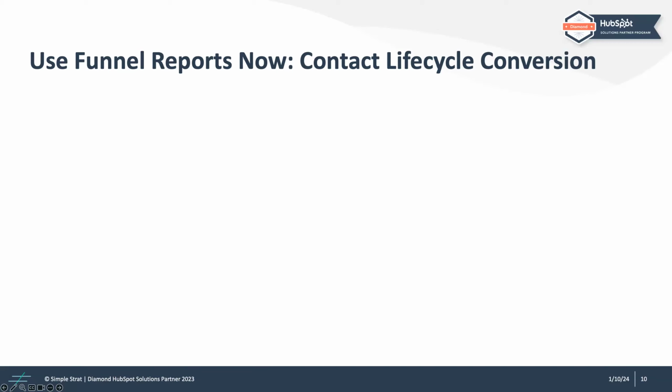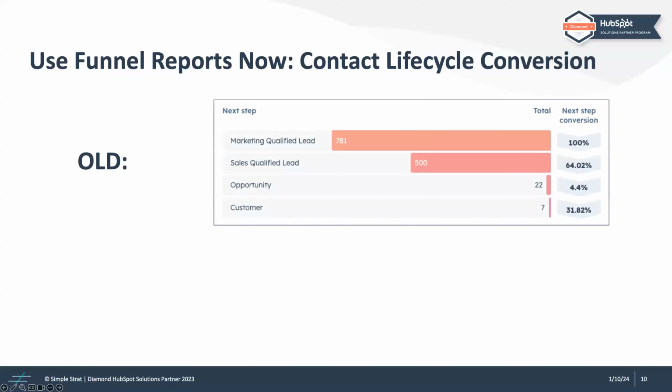So you've been able to do this for a while, sort of. So this is the old way, right? This is what you could do before. And the way that it worked is you could add whatever lifecycle stages you wanted to the reports. In this case, we've got marketing qualified lead, sales qualified lead, opportunity, and customer. But the only contacts that would be included in this report is the contacts that went through every stage. So if you had a contact that started out as a marketing qualified contact, and then the next change was to opportunity and they skipped a sales qualified lead step, then they actually wouldn't be included in this report at all.